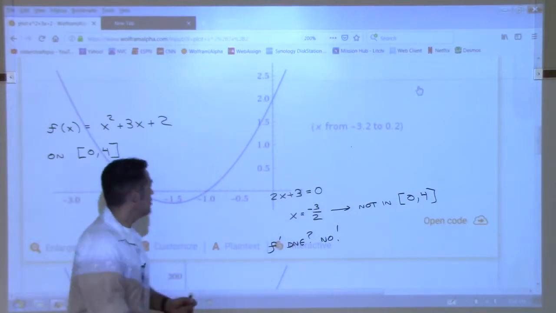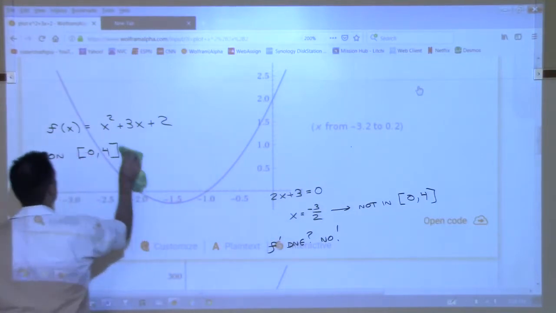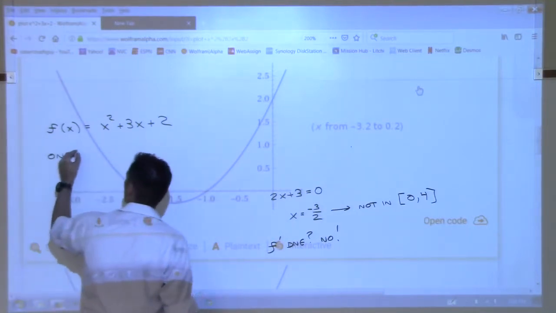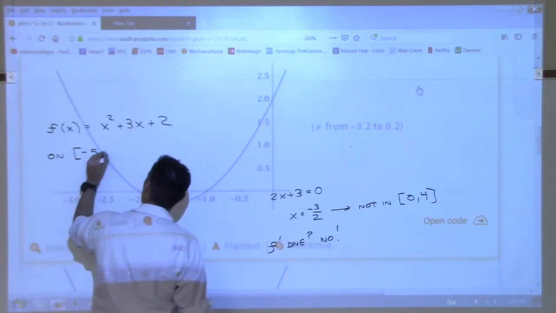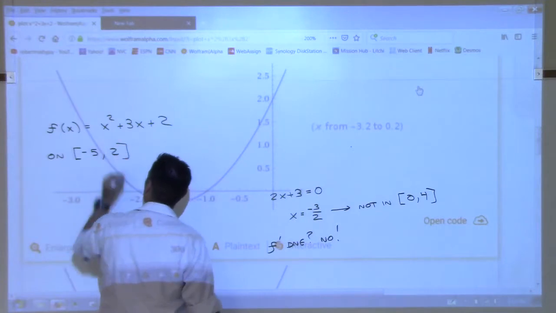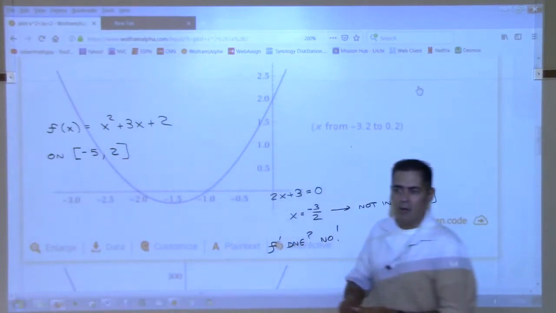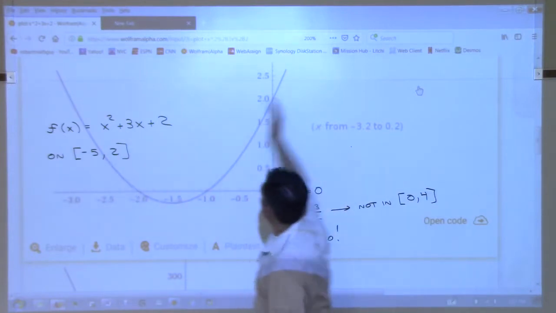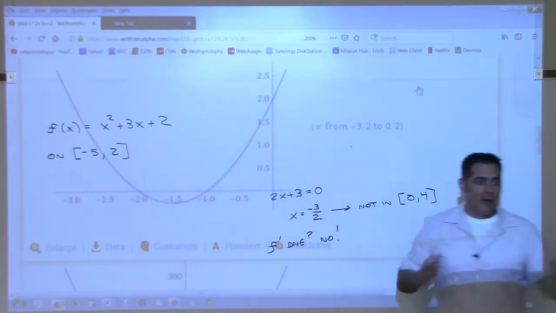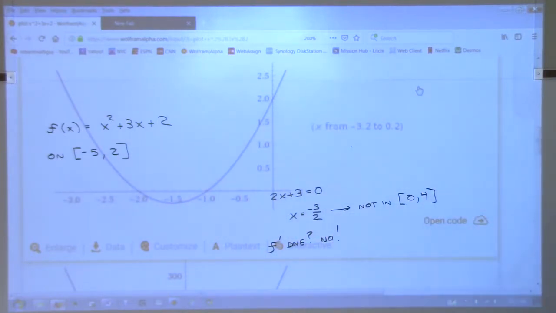So if I change this problem, we redo the problem, and now I say, I don't know, let's go negative 5 to 2, right? Then the problem is different now, right? Now we're looking from negative 5 all the way to 2 over here, and so now we're going to get possibly different answers.